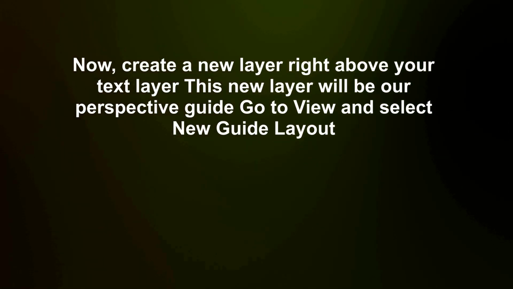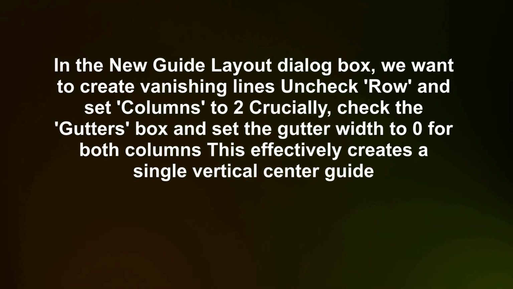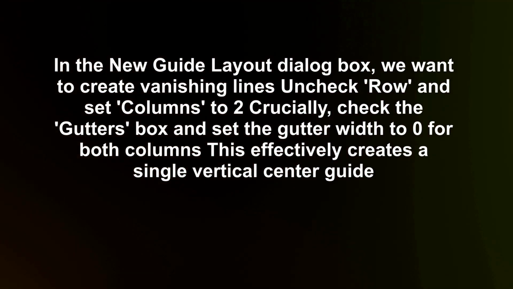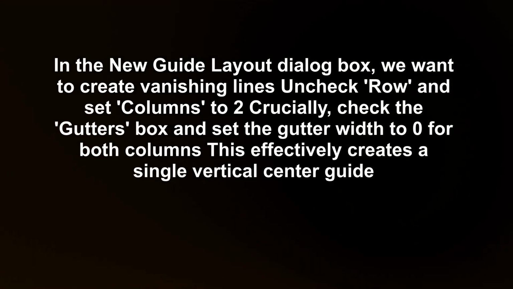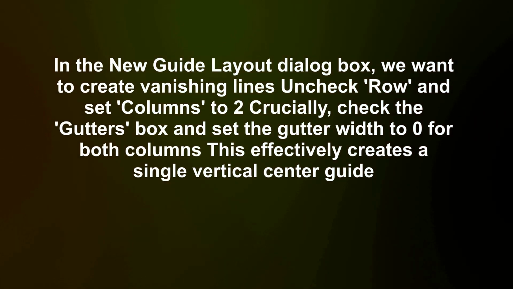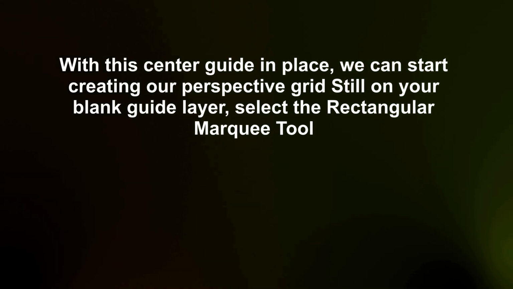This new layer will be our perspective guide. Go to View and select New Guide Layout. In the New Guide Layout dialog box, we want to create vanishing lines. Uncheck row and set columns to 2. Check the gutters box and set the gutter width to 0 for both columns. This effectively creates a single vertical center guide. With this center guide in place, we can start creating our perspective grid.